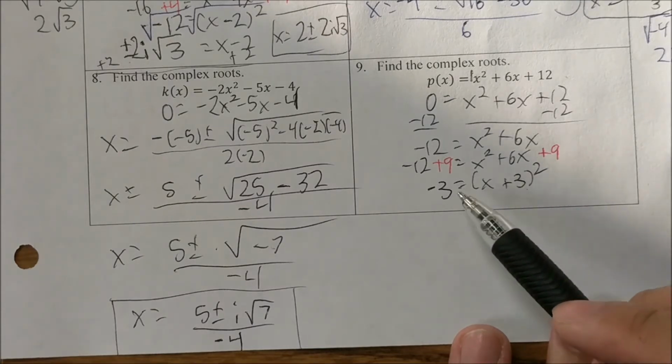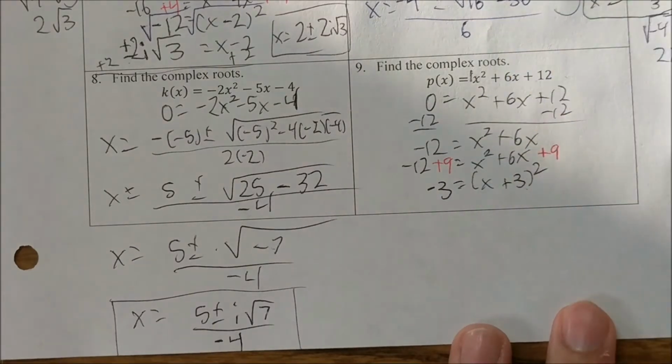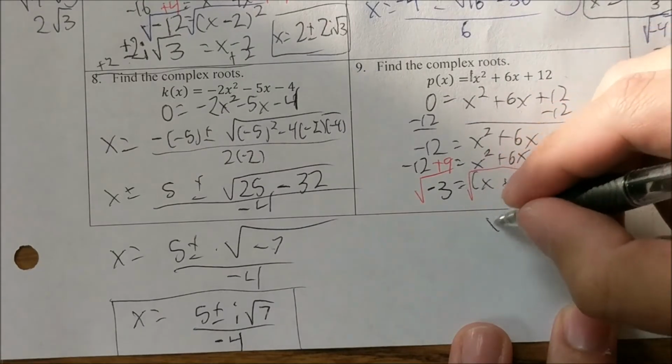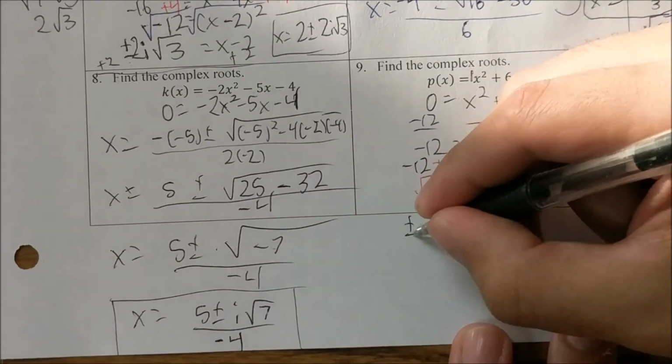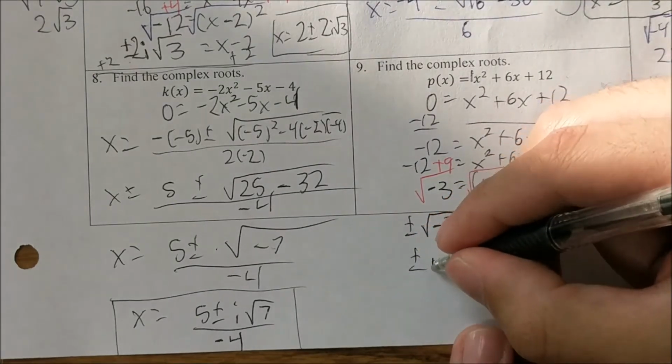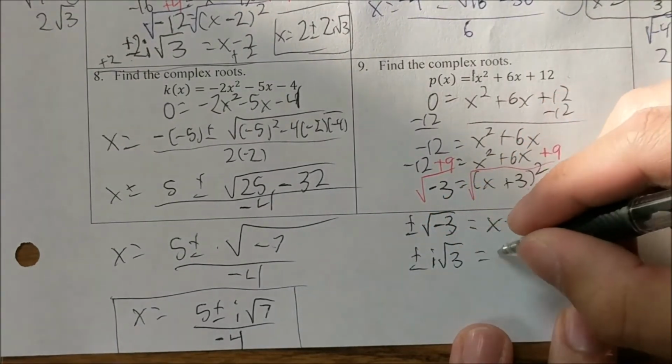Okay, so square root both sides. Remember to do the plus or minus. So to take the negative out, I make it an i on the outside.